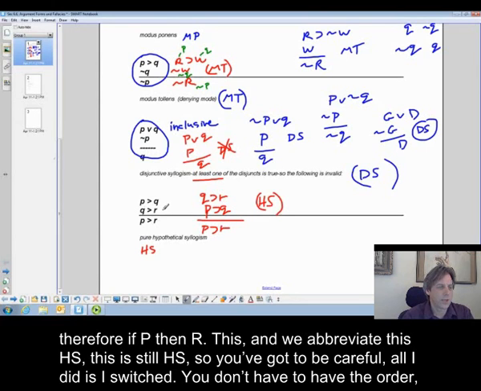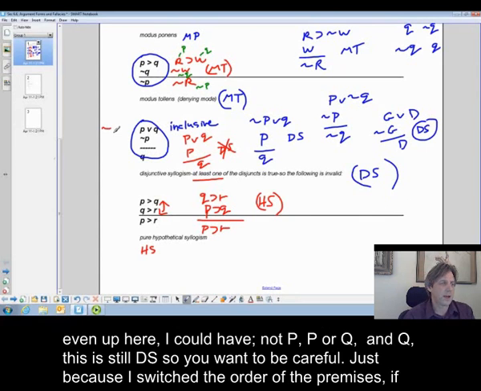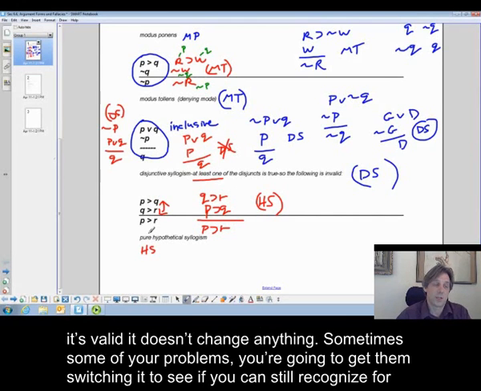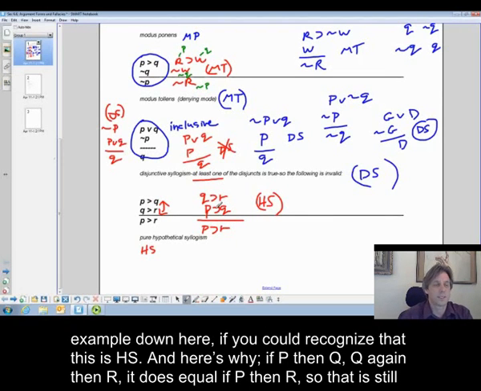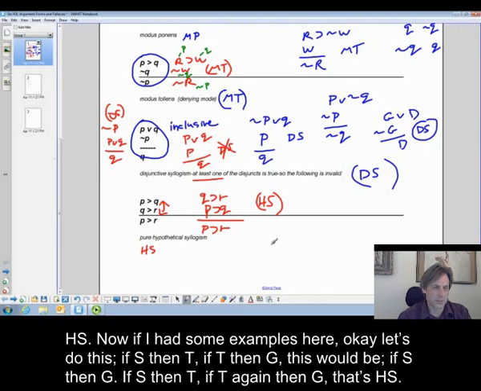All I did is I switched. You don't have to have the order. Even up here, I could have written not P, P or Q, and Q. This is still DS, so you want to be careful, okay? Just because I switch the order of the premises, if it's valid, it doesn't change anything. And sometimes in some of your problems, they're going to switch it to see if you can still recognize, for example, down here, that this is HS. And here's why. If P, then Q, Q again, then R, does equal if P, then R, so that is still HS.